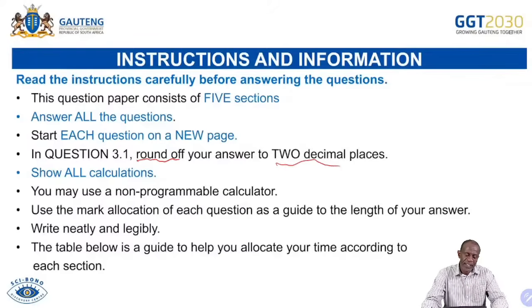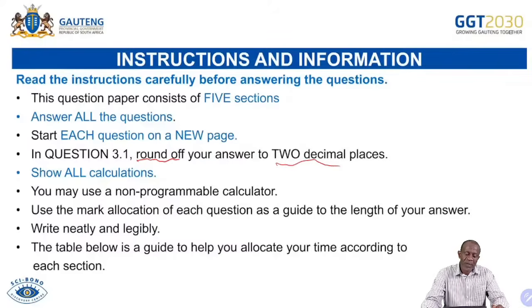Bullet number 5 says show all calculations. So whenever you are given something to calculate, in our case, it happens with your time zones, it happens with your foreign exchange, it happens with your budget. So it says show all calculations. So you don't shoot straight into the answer, but you must indicate how you have arrived at your solution.